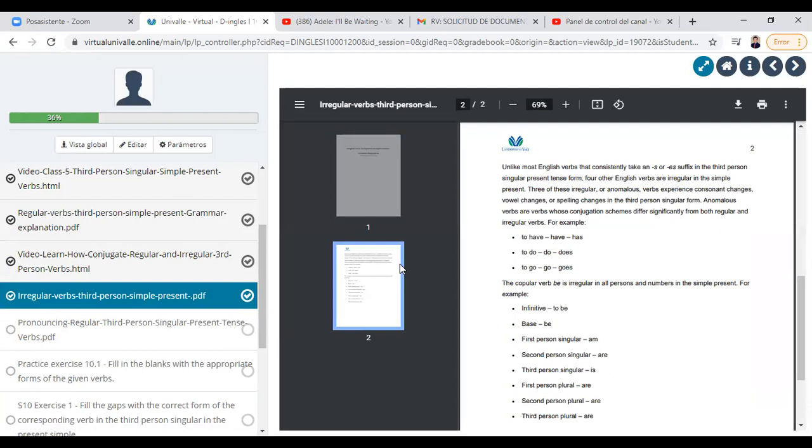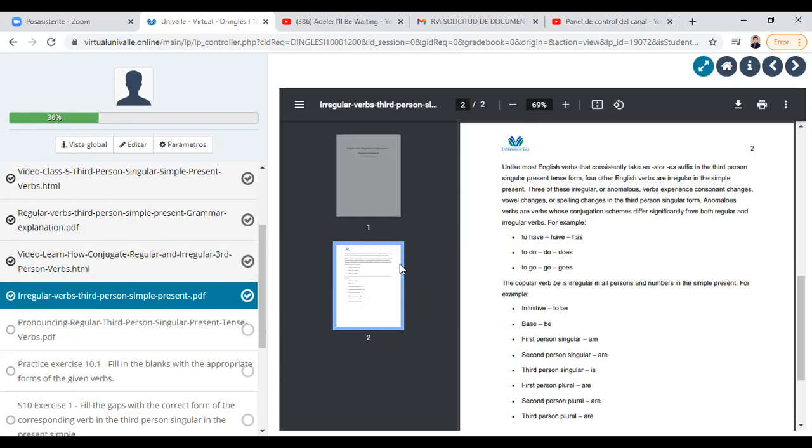Three of these irregular verbs are anomalous. Verbs experience consonant changes, vowel changes, or spelling changes in the third person singular form. Anomalous verbs are verbs whose conjugation schemes differ significantly from both regular and irregular verbs. For example, to have, has; to do, does; to go, goes.